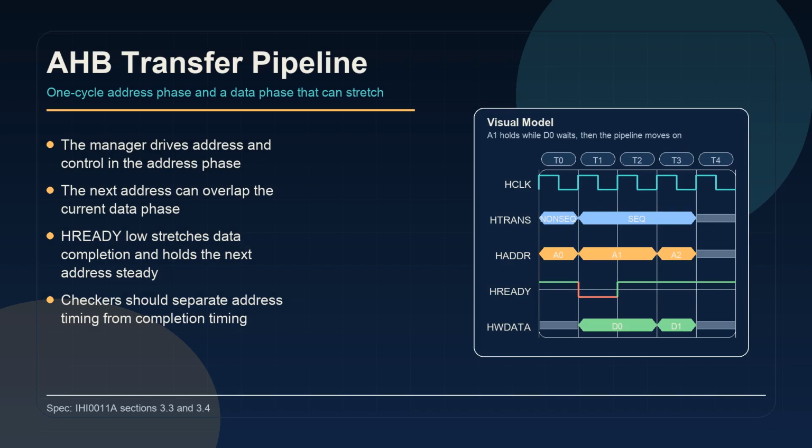The core AHB mental model is a one-cycle address phase followed by a data phase that can stretch with HREADY. Address and control move first, and the next address can overlap the current data phase. When HREADY goes low, the current data phase stretches and the next address must stay stable until completion. That means every monitor and subordinate implementation must separate address legality from data completion timing.